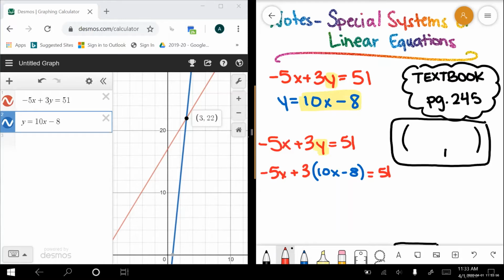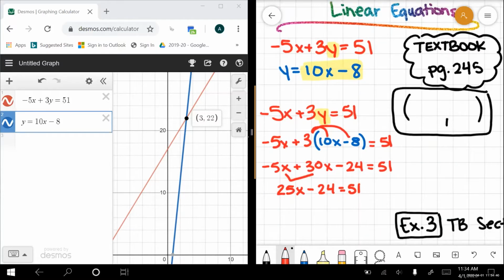Continuing on with this, we know in class that we should be distributing here. We're starting with our parentheses. Remember your order of operations, so I'll start there. Negative 5x plus 3 times 10, that's positive 30x, and positive 3 times a negative 8, that's negative 24. Continuing on from here, we would combine like terms. I've got 25x here, 30 minus 5, minus 24 equals 51.